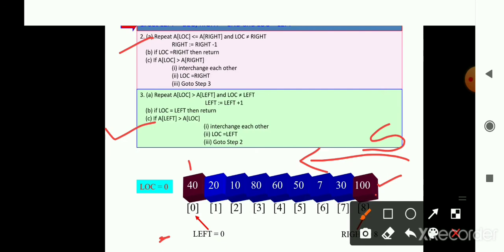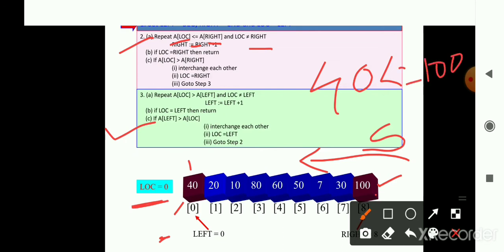The left element is 40 and the right element is 100 here. So we are going to check the first condition. Here we have to repeat it up to what? Here we are going to check the location: A of location is less than or equal to A of right. A of location, location is 0, that means 40, and it should be less than or equal to A of right. A of right is 100. 40 is less than or equal to 100.